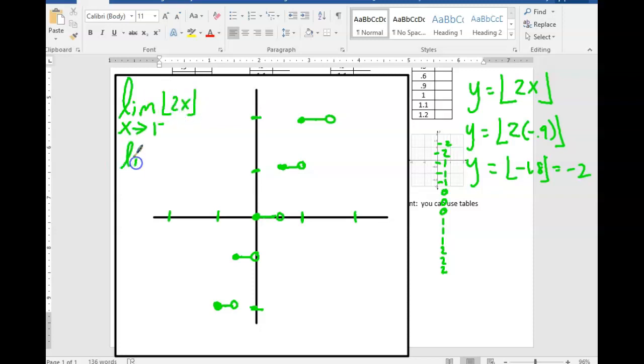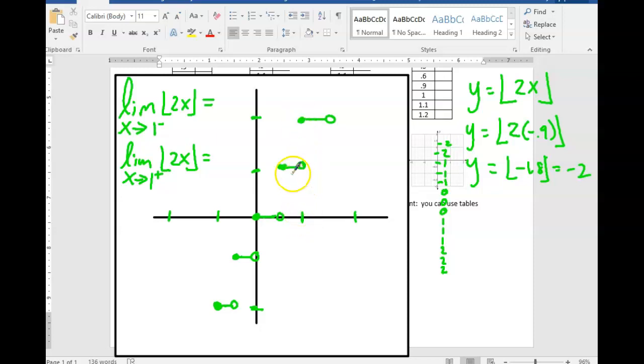And we're looking for the limit as x approaches 1 from the right. Now, these are very simple to answer whenever you have your graph already done, if you've done your graph correctly. I'm going to show you how to do it using the graph. So if you're coming at 1 from the left, let's find where x equals 1. Here's where x equals 1, and that's here.